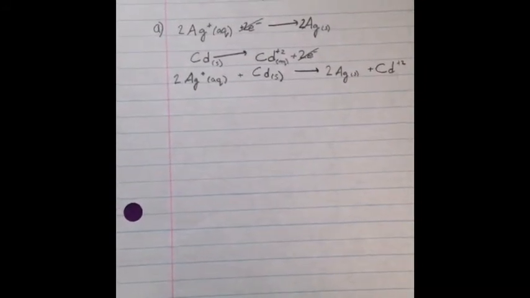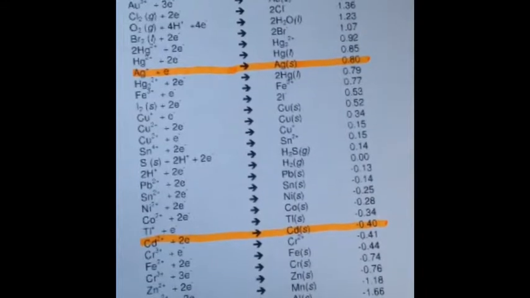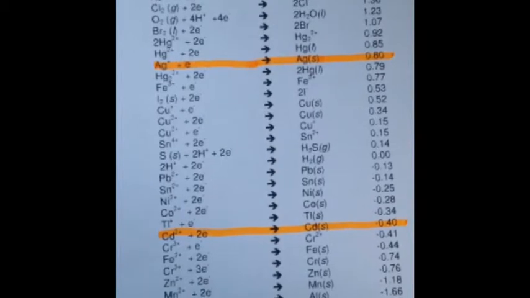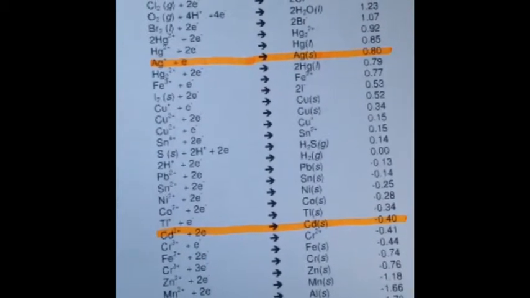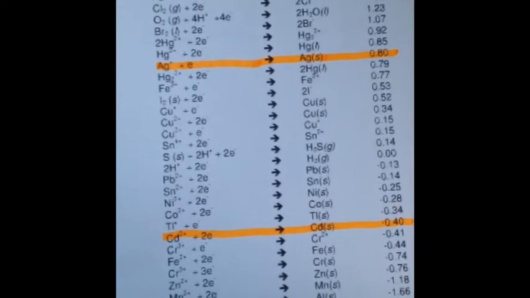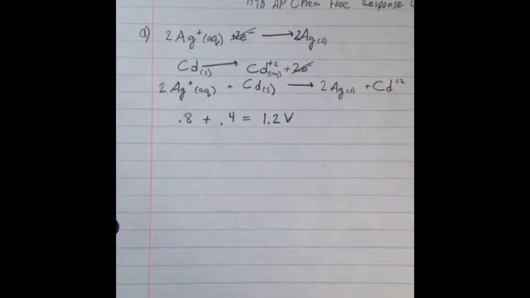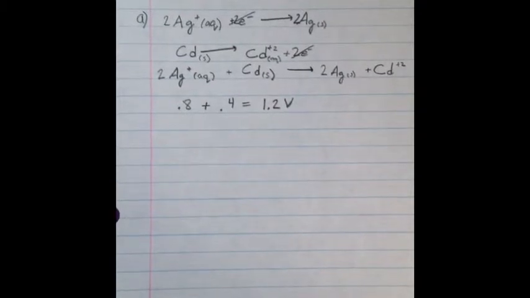Now that we have the net ionic equation, we have to find the cell voltage, which we can find by using the cell potential chart. By using the chart, we find that Ag reducing has a cell potential of 0.8, and Cd reducing has a cell potential of negative 0.4. But since we are going to be oxidizing Cd, we have to switch the sign and make it positive. By adding together the two numbers, we get an answer of 1.2 volts for our cell voltage.